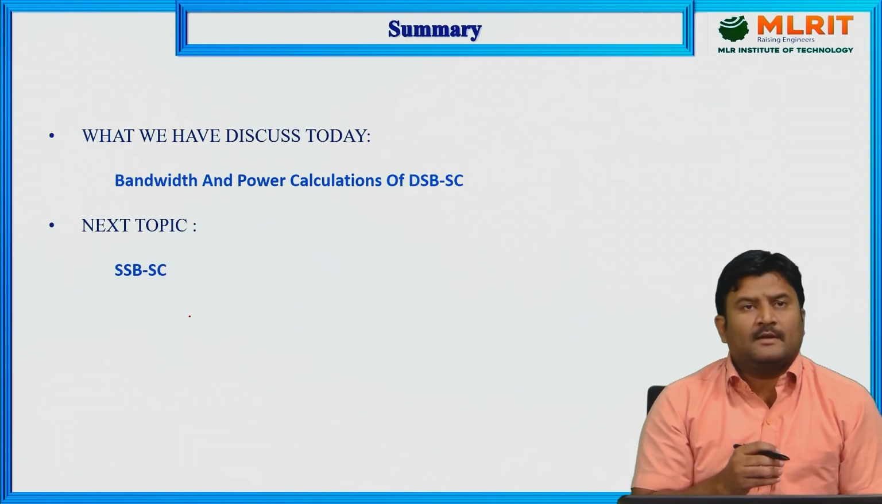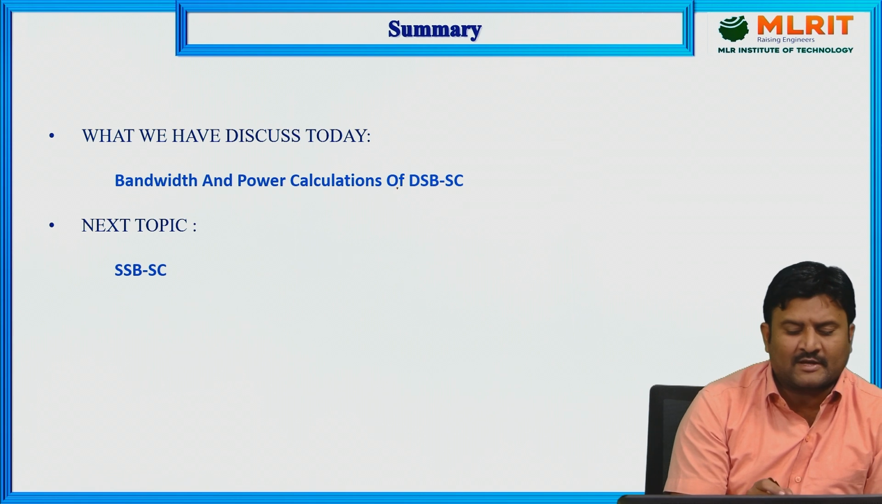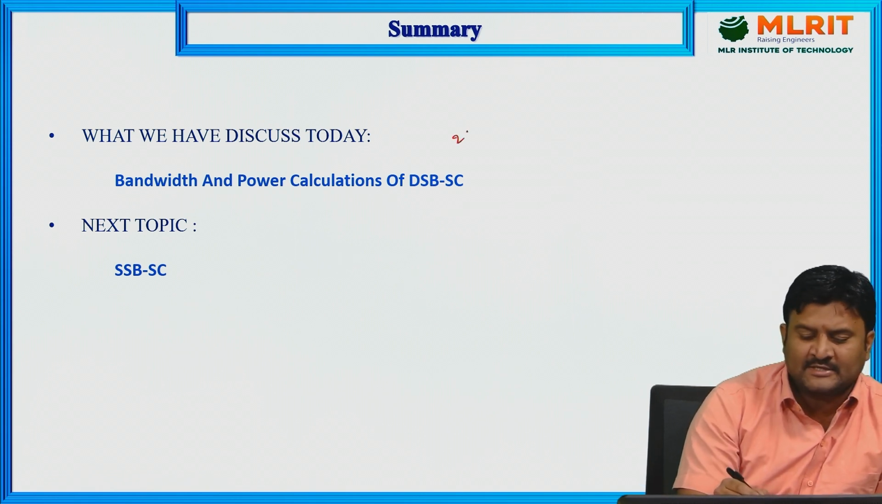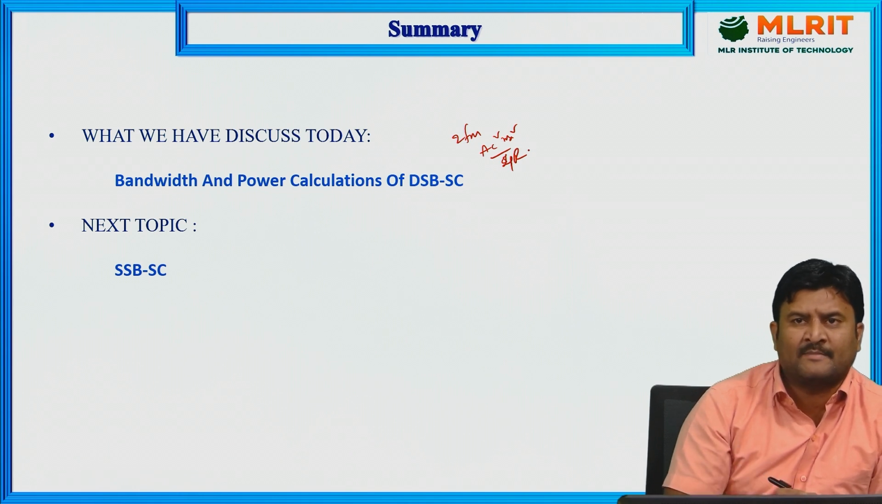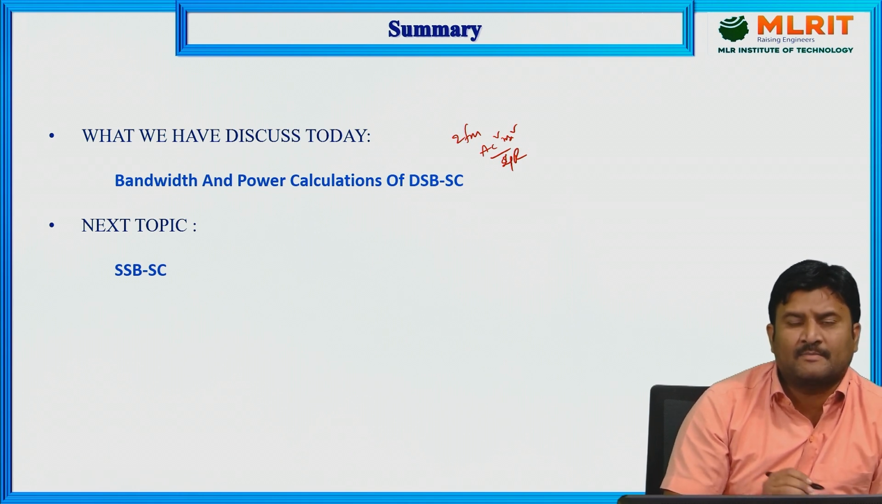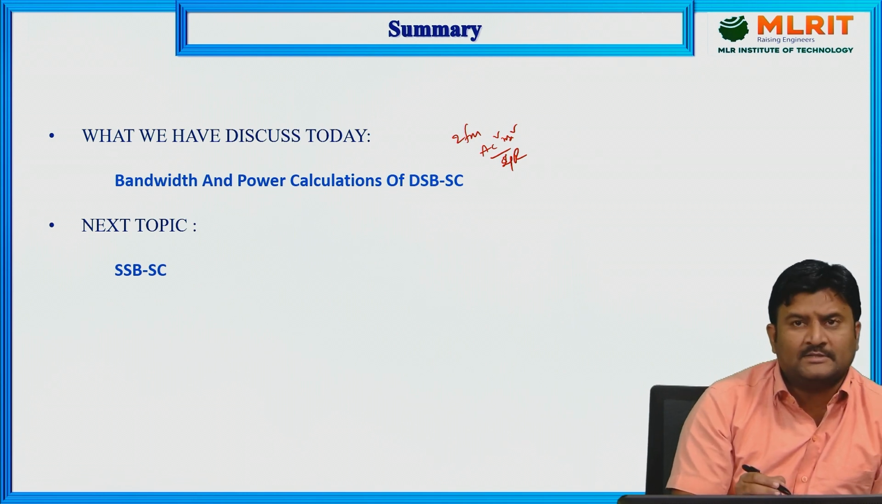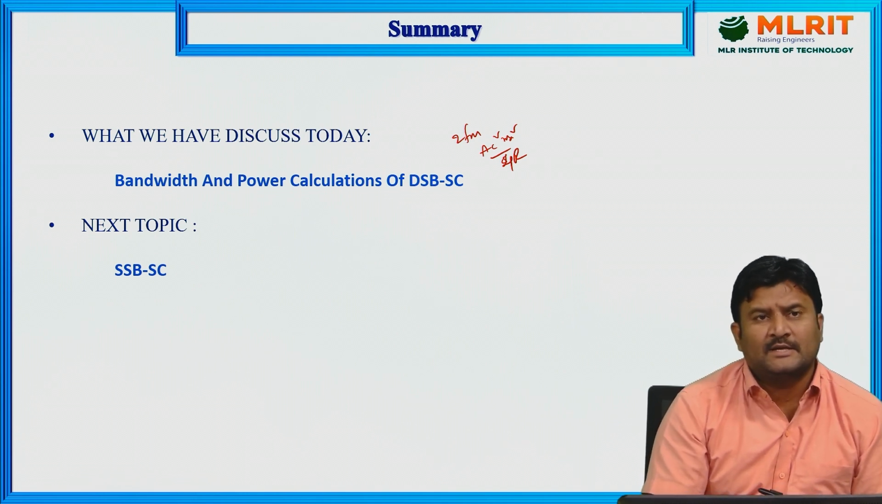Then, in this lecture, we discussed the bandwidth and power calculations of DSB-SC. The bandwidth of DSB-SC is 2 FM, and for the power calculations, you know, Ac square Ma square by 4. If R is equal to 1 kilo ohm, then Ac square Ma square by 4. These things are covered.